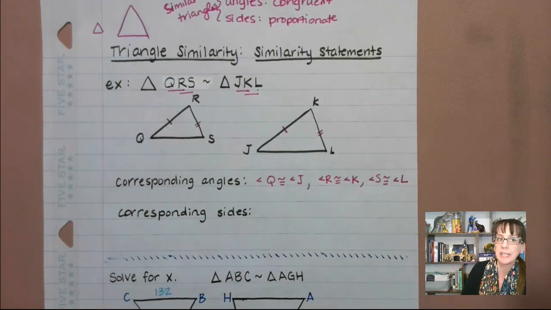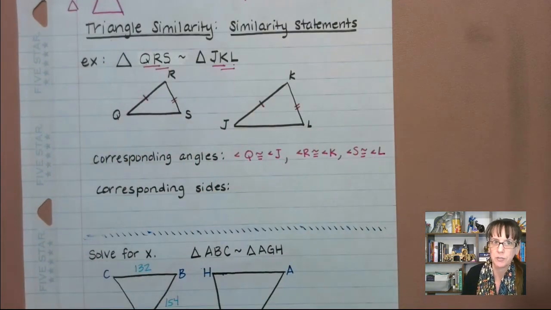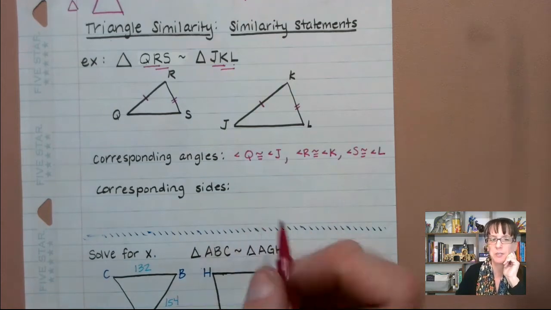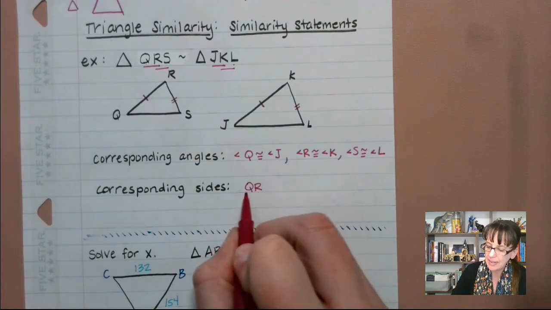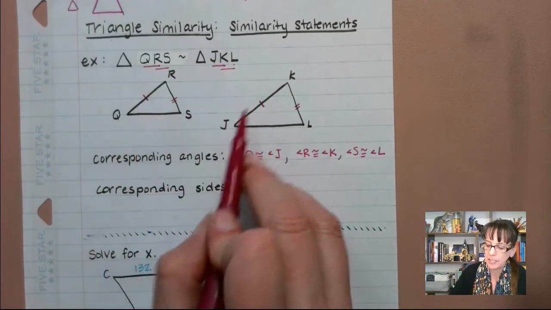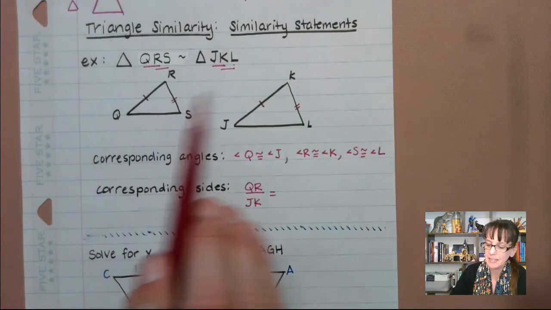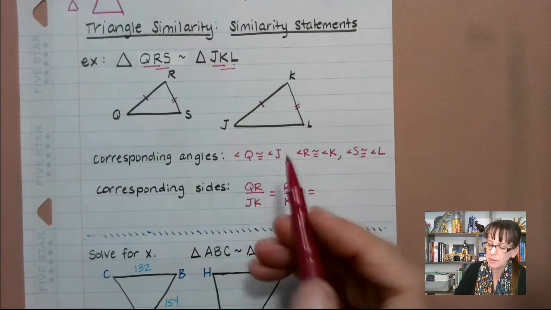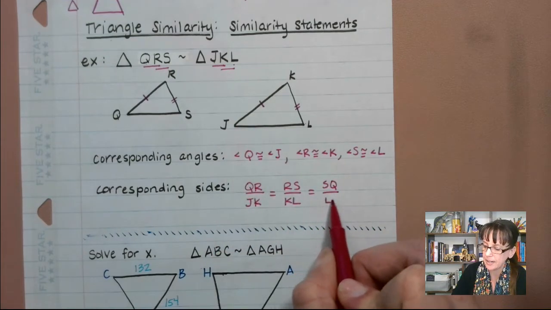Now, for the corresponding sides, I've done the little hash marks to show that they're congruent, but they're not congruent. I just do that to mark them, and I want to make that very clear, that they aren't congruent, that they are just similar. But what we can do is write these as proportions. So we have QR here, and that is going to be corresponding to JK here. And then we'll say RS to KL. And finally, we have SQ to LJ. Now again, order matters.